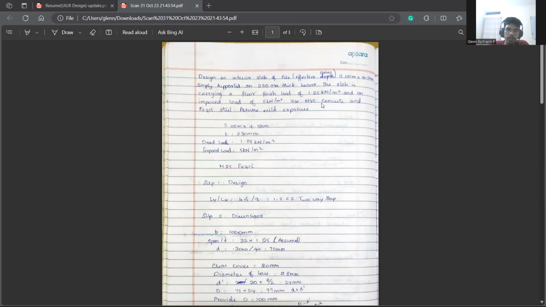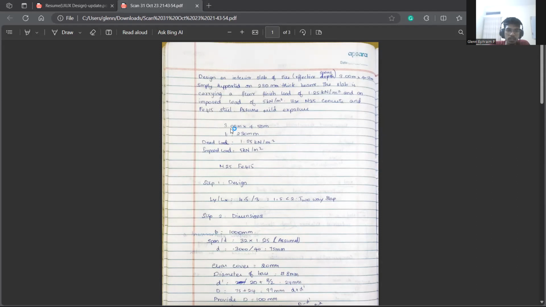Use M25 grade of concrete and Fe415 grade of steel, and we should assume mild exposure. So first we'll note down the given conditions.